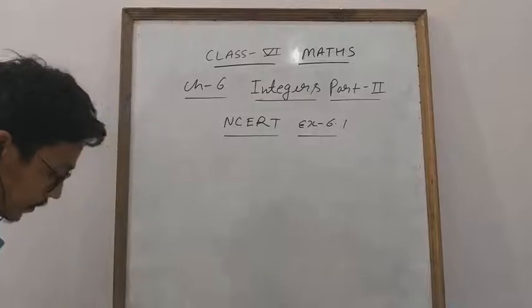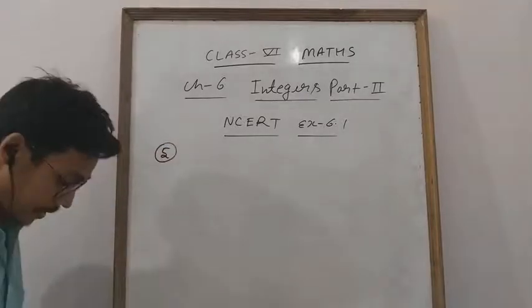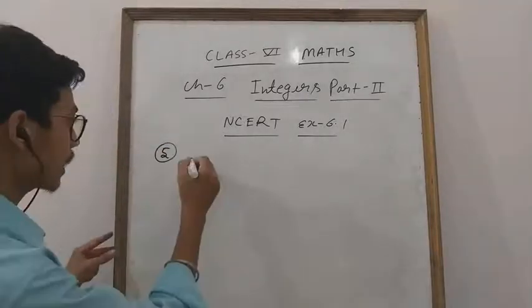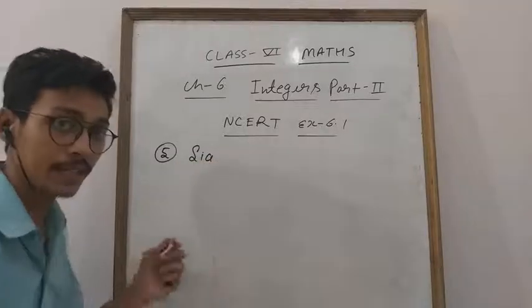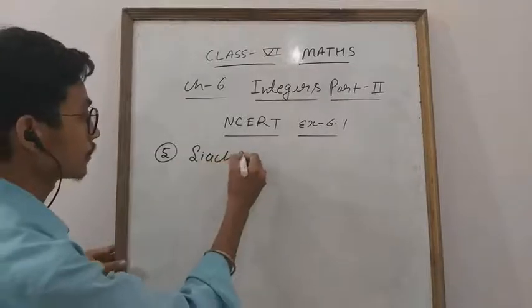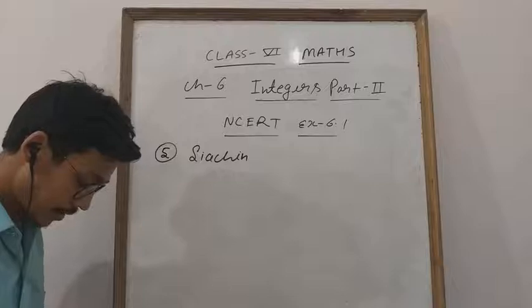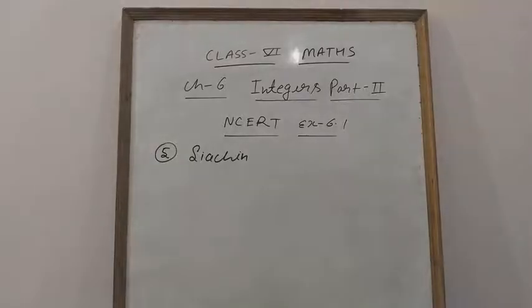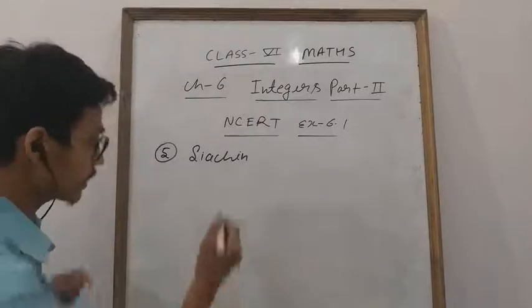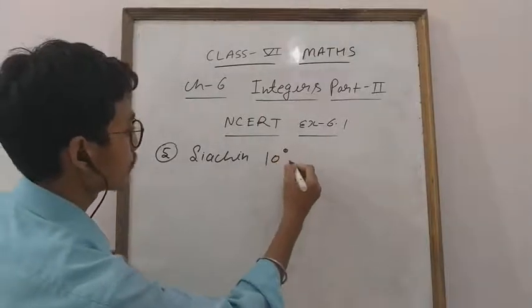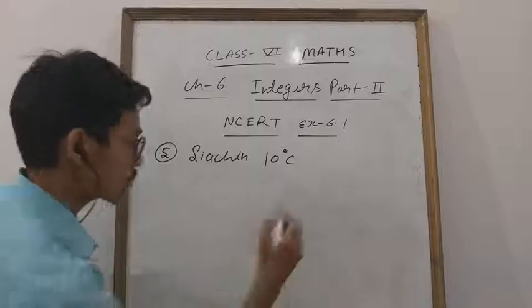Question number 5 is given. Temperature is given. Siachen, you know that Siachen is the very coldest place. Siachen, it is given, and temperature it is given. What temperature is given? 10 degrees Celsius below 0 degrees Celsius.